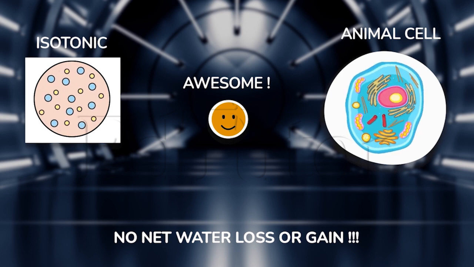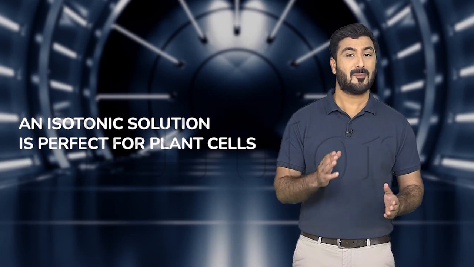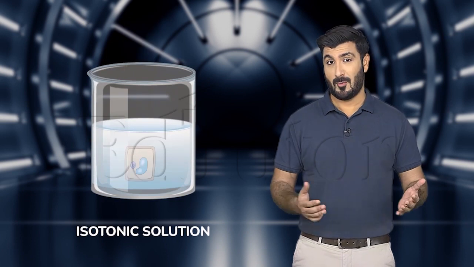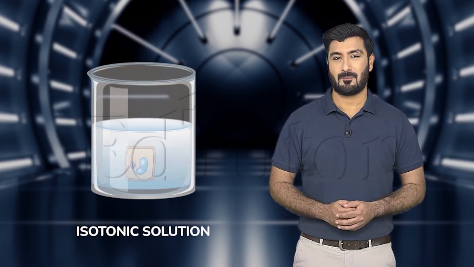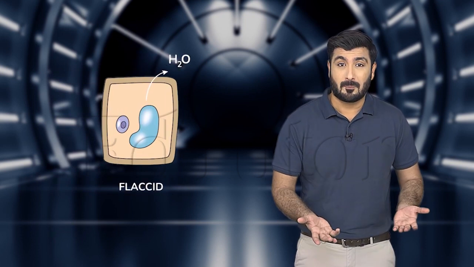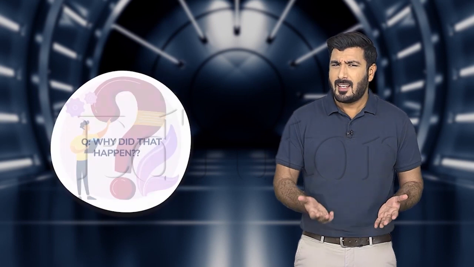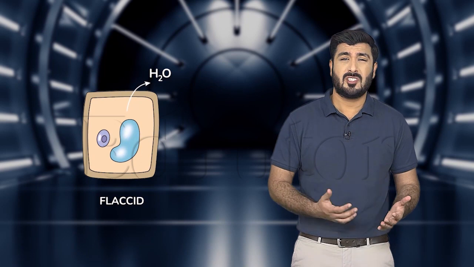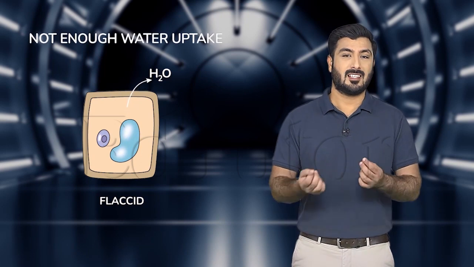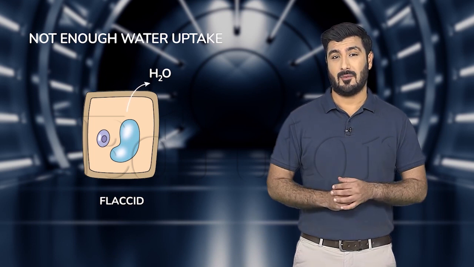Now, by the same logic, you may think an isotonic solution is perfect for plant cells too. So, let's try putting a plant cell in one and see what happens. Oh no, the cell has become droopy or flaccid, as a biologist would say. Why did that happen? Well, the net uptake of water was just not enough to make the cell turgid or taut, and so it's flaccid now.